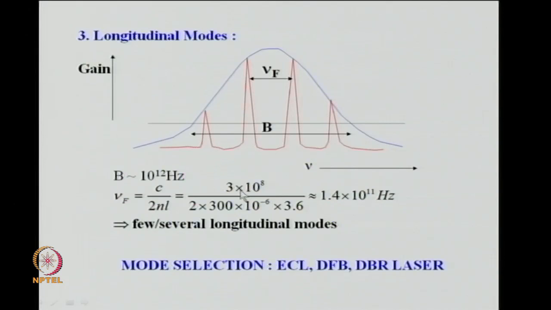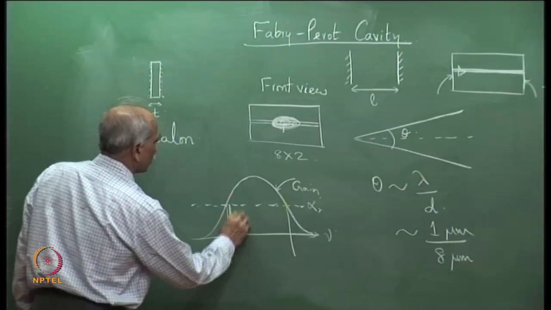So, you can calculate; some numbers are here. The cavity length L is 300 micron, refractive index n is 3.6. So, the frequency separation nu f comes out to be 1.4 into 10 to the power of 11 hertz, a typical example, and therefore B by nu f, 10 power 12 divided by this number, will give you about 6 or 7 modes. So, normally a semiconductor laser operates in several modes, of the order of 10 modes, in normal Fabry-Perot lasers. But if you cut that down to a single mode, assume that here we have a large number of modes oscillating like this.